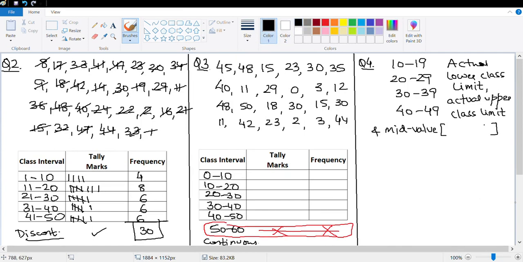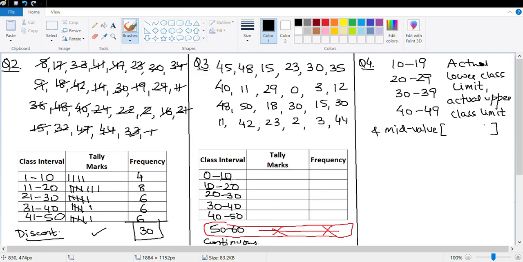So there is a peculiar problem that will happen in this type of question. When you have a mark which is 10, will you put 10 in the first one or will you put 10 in this one? Because 10 is occurring in both of them. Right? So this is a problem which will occur. So let me answer that problem right now, or let me give you the solution.